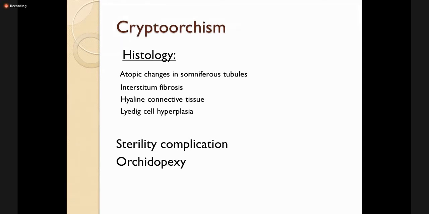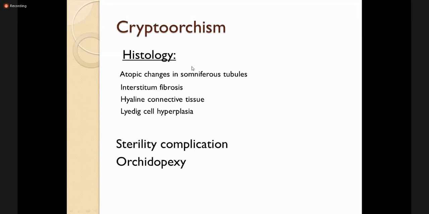After that, surgery is recommended. In some cases, if they are detected early, orchidopexy can be performed, resecting it from the abdomen and placing it in the scrotal area. But still, after orchidopexy, the patient can have infertility and sterility complications.